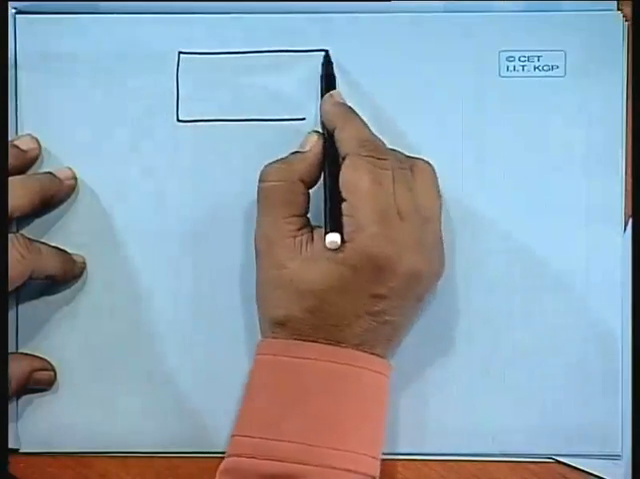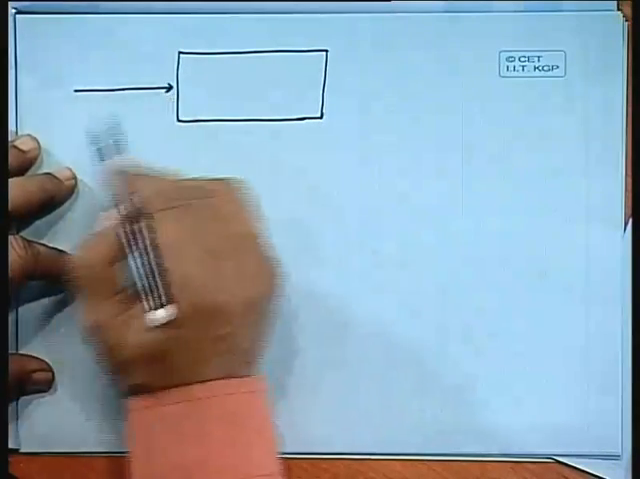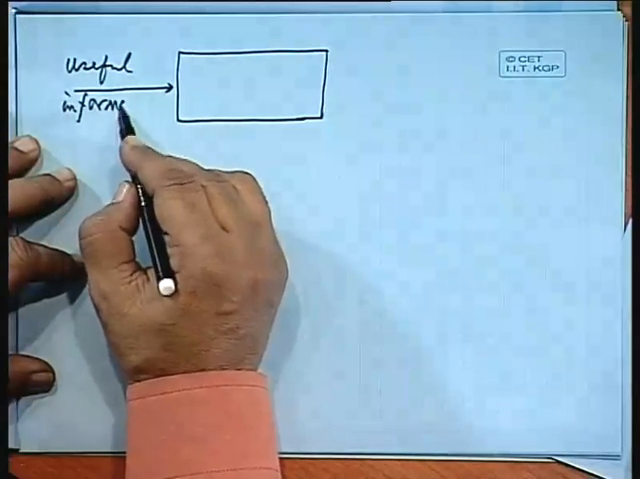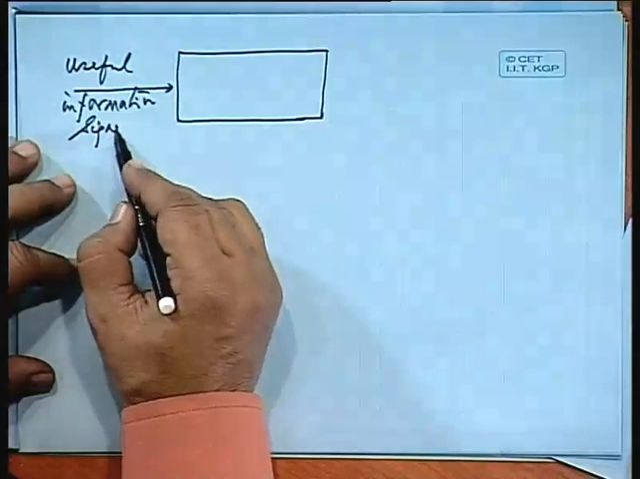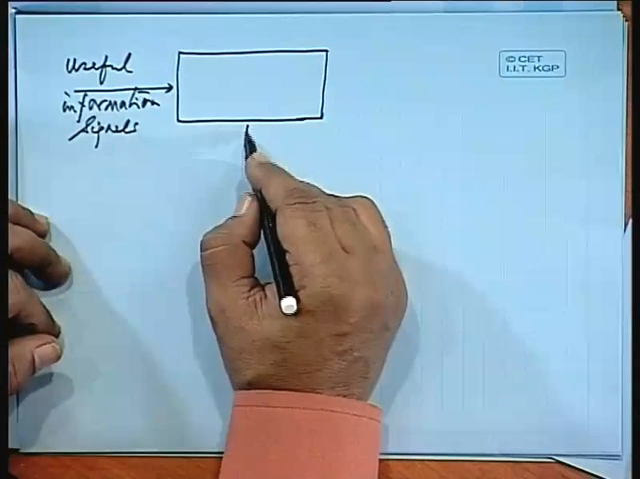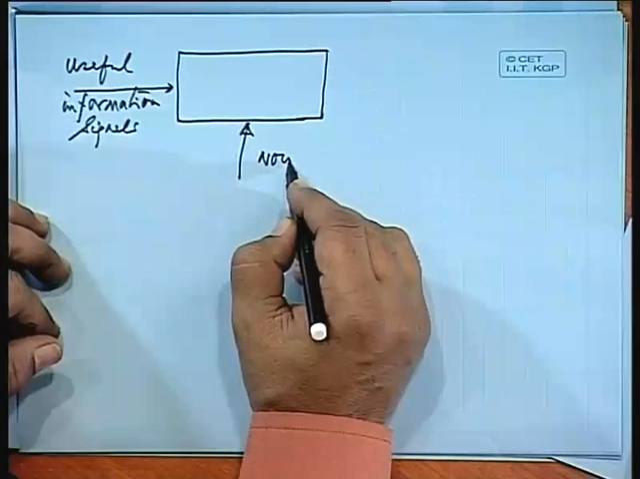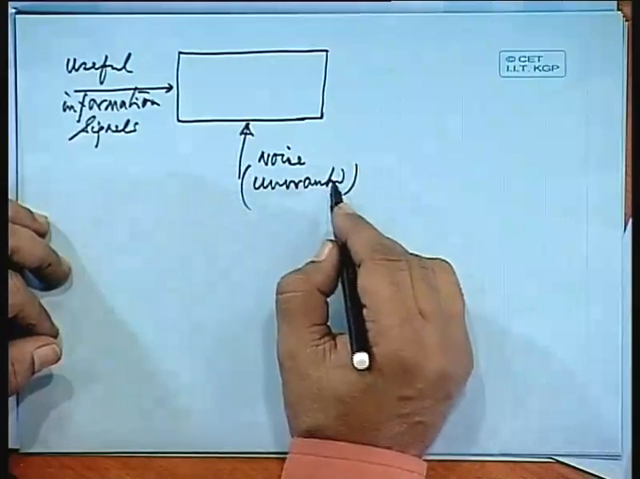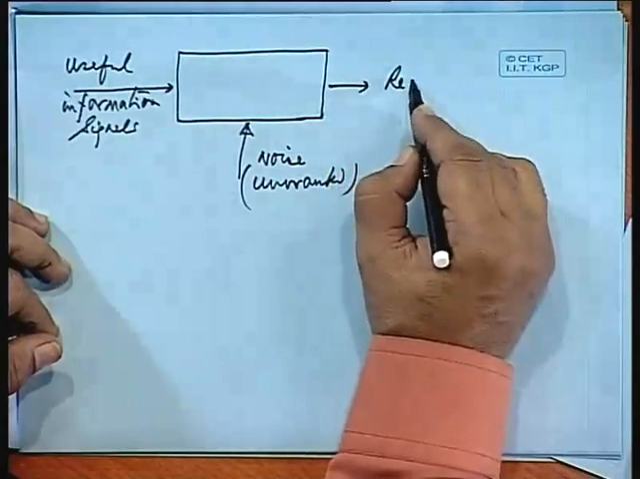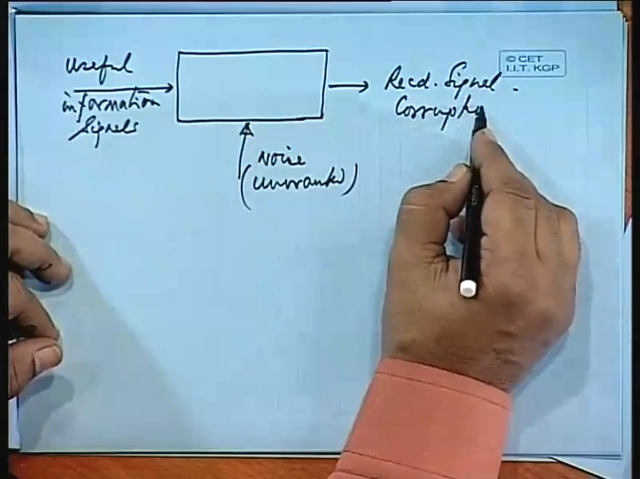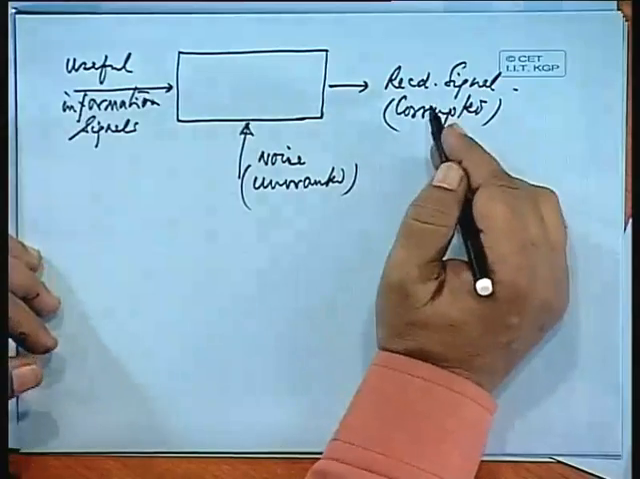Now, in signal processing, we have useful information, we call it signal or signals, it can be a multi-channel signal also. Then it gets mixed with noise, which is unwanted noise. And what you are getting, this is the received signal, the noise corrupted signal you are receiving. All right.